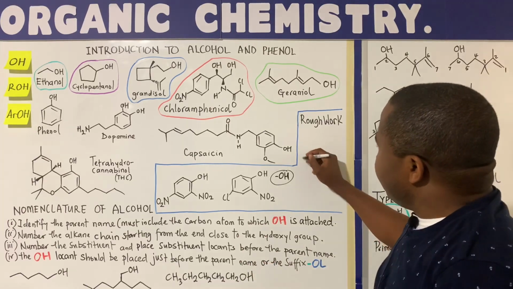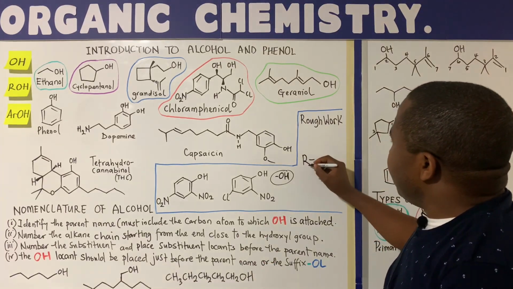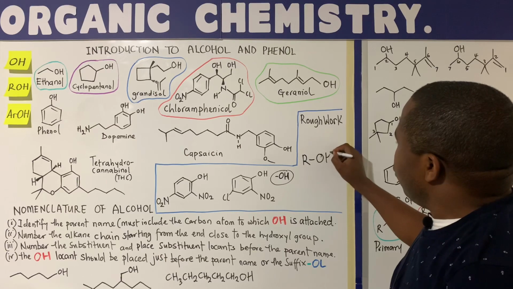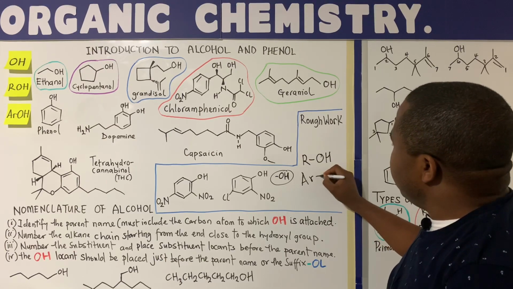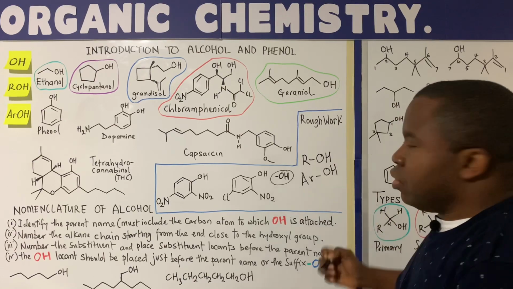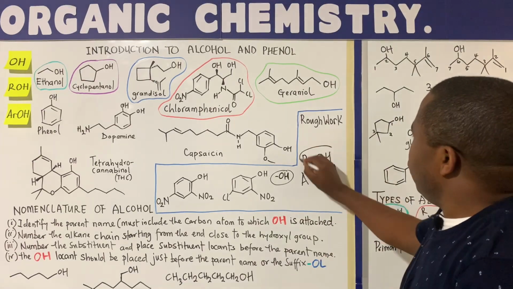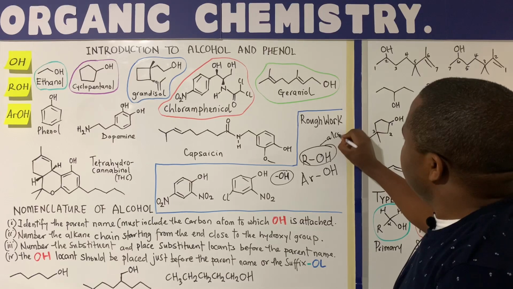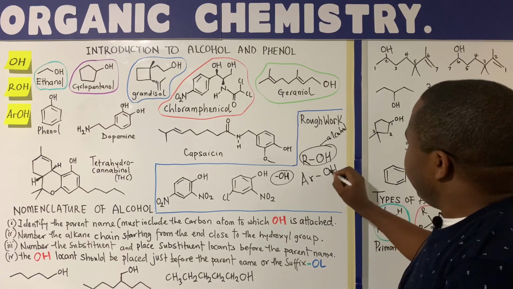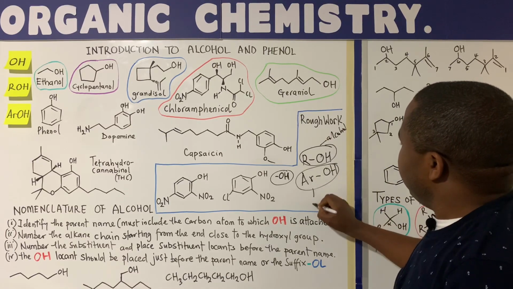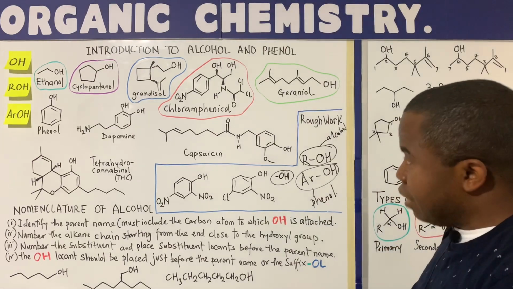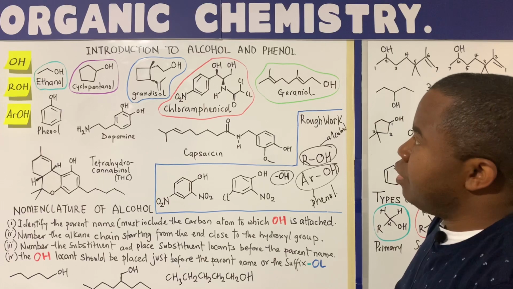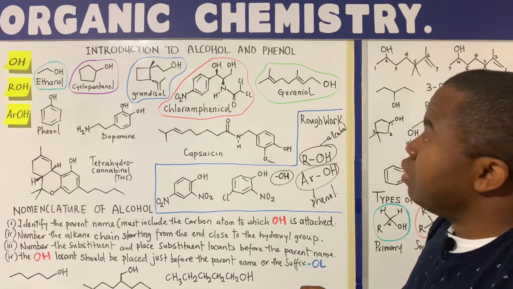So we can represent the group as R, and then we have OH linked to it, or we have an aryl group and we have OH linked to it. In this case, we say we have an alcohol. In this case, we say we have a phenol. And I've summarized that on the sticky note to the left of the board.